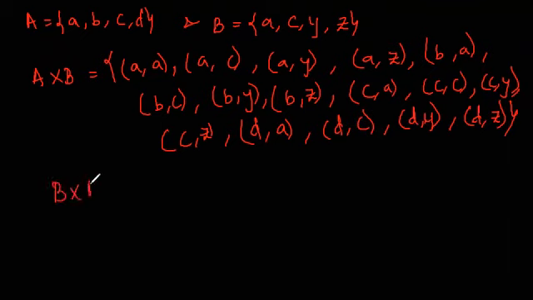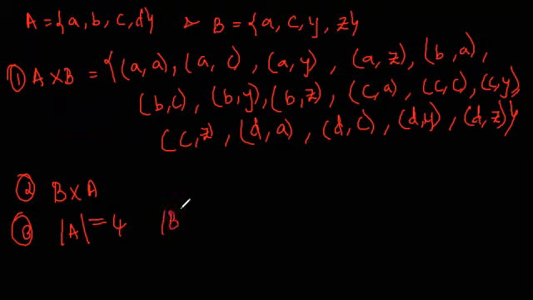Similarly, you can find B cross A. So B cross A, I'm leaving it as an exercise for you. The next is cardinality. What is the cardinality of A? How many elements are there in A? There are 4 elements. So the cardinality of A is 4. Similarly, the cardinality of B is also 4.